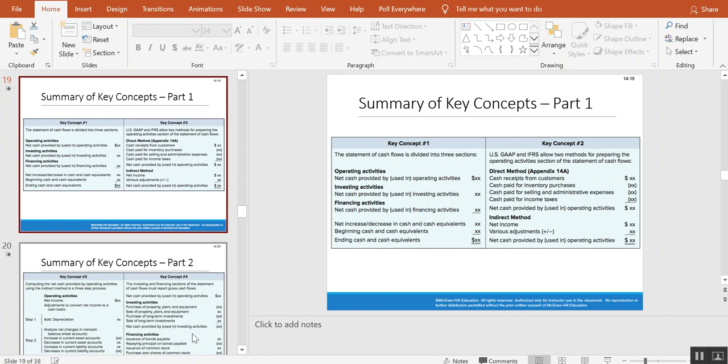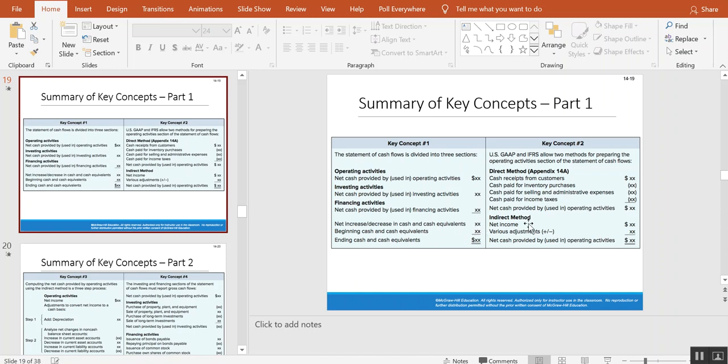Okay, so here is how we would divide the statement of cash flows: operating activities, investing activities, and financing activities. So basically, at the end of it, we would total up all three and we would say there's a net increase or decrease in cash equivalents, and then compare that to our beginning cash, and then identify what the ending cash is.